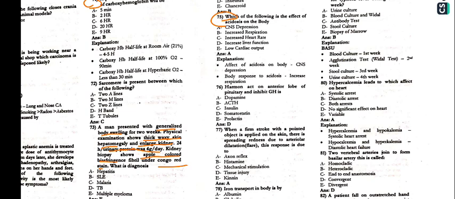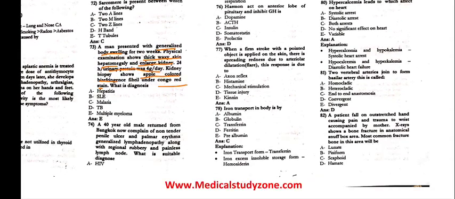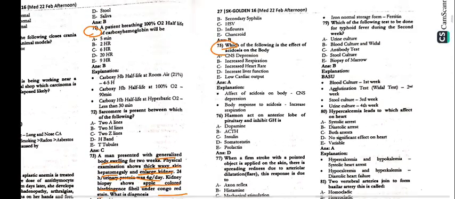76, the hormone acting on the anterior lobe of the pituitary and inhibiting growth hormone is D, somatostatin. 77, when a firm stroke with a pointed object is applied on the skin, there is spreading redness due to arterial dilatation. This response is due to A, the axon reflex. 78, the iron transport in the body is by C, the transferrin. Next, 79, which of the following tests is to be done for typhoid fever in the second week? It is the blood culture and the Widal.